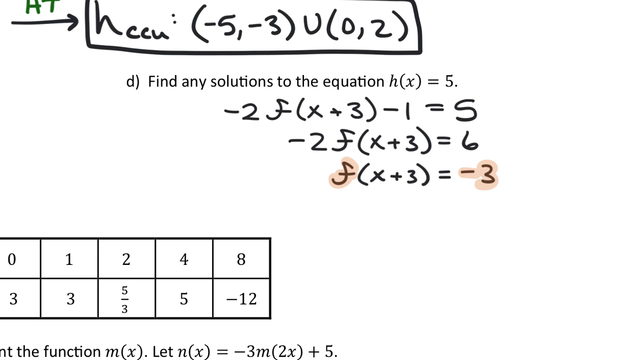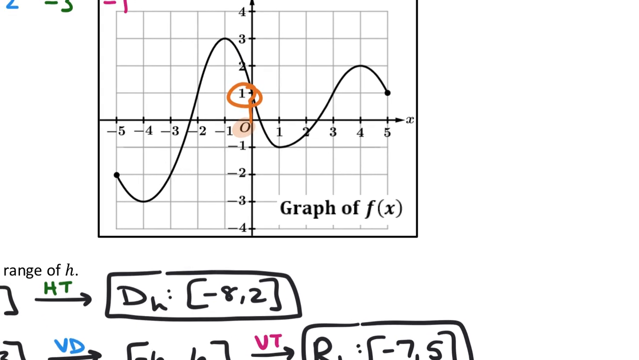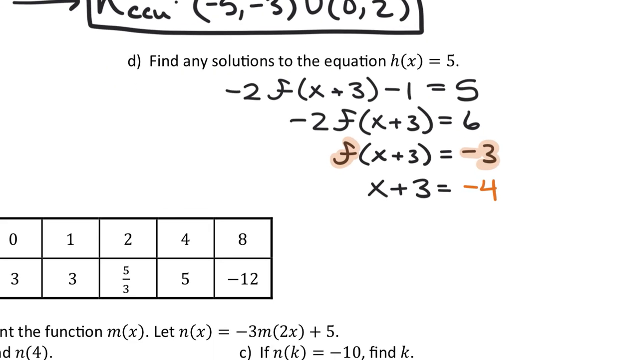What is the input value when the output value is negative 3? Negative 4. So the input of x plus 3 should be equal to negative 4. If you're like, what? The output value being negative 3 means I'm looking on the y-axis for negative 3. What's the input value when that happens? Negative 4. One last step to finish solving, because we still want the x by itself. We subtract 3, we get negative 7.